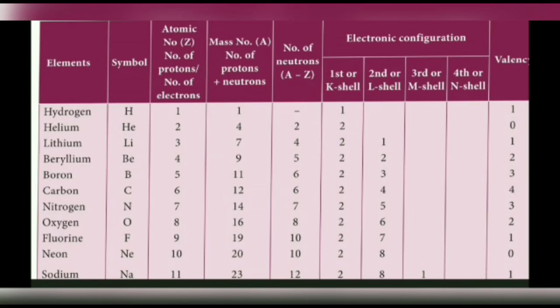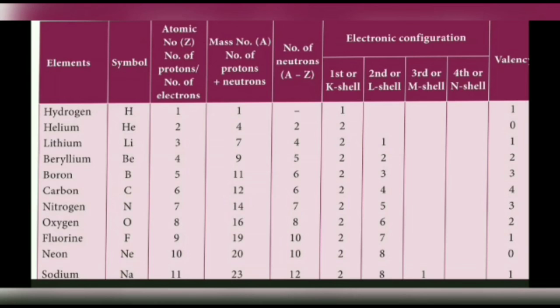Next one, beryllium, atomic number 4. So here the first shell is filled with 2 electrons, and the second shell has 2 electrons filled. So in the outermost shell, how many electrons are filled? 2 electrons. Therefore valency is equal to 2. Then boron, atomic number 5, the outermost shell has 3 electrons filled. Therefore valency is equal to 3. Okay, in carbon, atomic number 6, in the second shell 4 electrons are filled. Therefore valency is also 4.